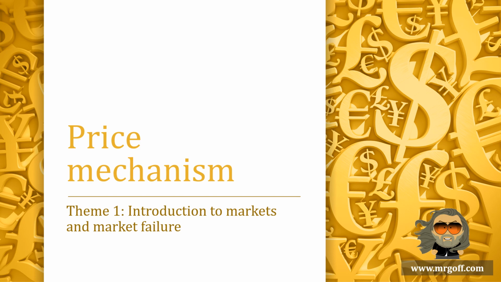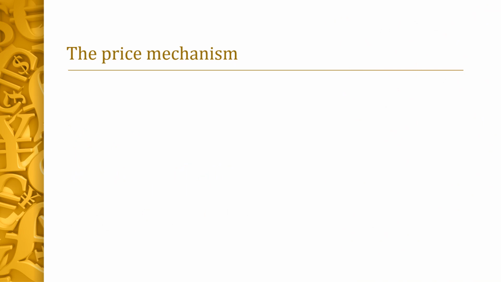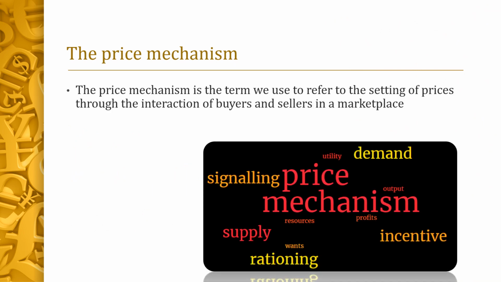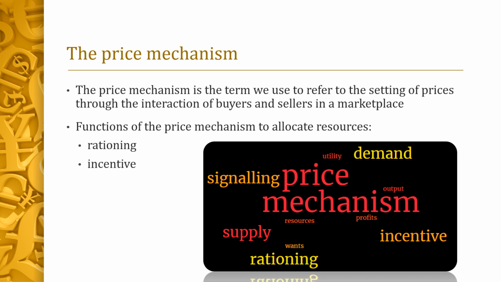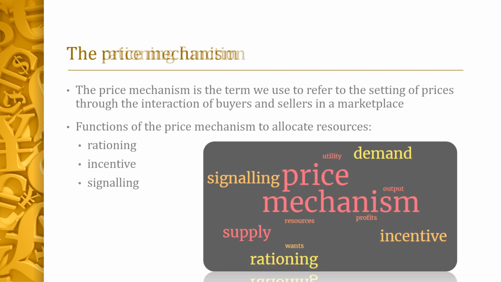This video will focus on the price mechanism. The price mechanism is the term we use to refer to the setting of prices through the interaction of buyers and sellers in a marketplace. That is, through the interactions of supply and demand. The functions of the price mechanism to allocate resources are rationing, incentive, and signalling. We'll take a look at each of these effects in more detail now.